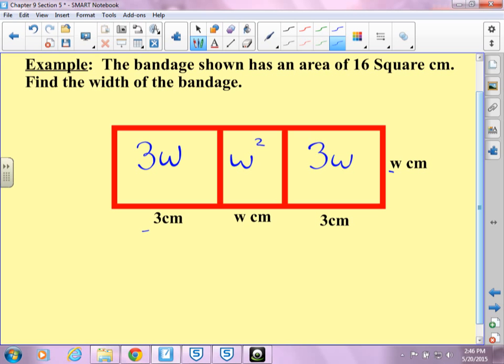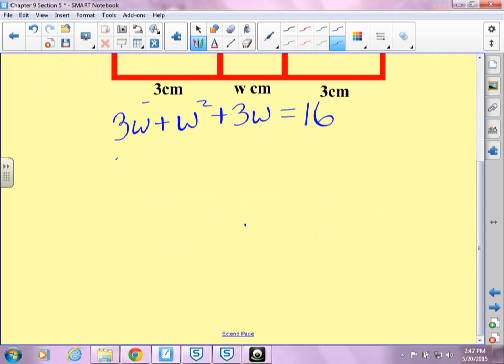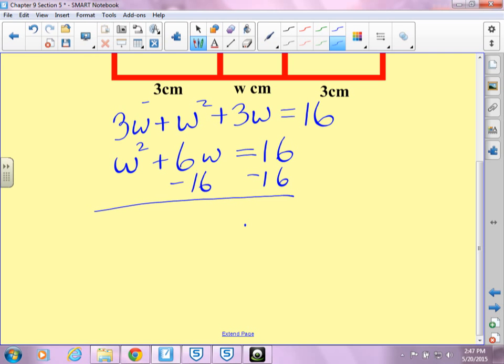And we've done this before, okay? Now I'm going to take this and set it equal to 16 because I found the area of it. Now I'm going to combine my like terms. Put the W squared out front. I'm going to add the 3W and 3W to make 6W, and set that equal to 16. Now I'm going to put it in standard form, so I'm going to subtract my 16. W squared plus 6W minus 16 gives me 0.